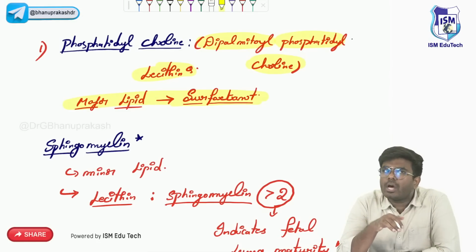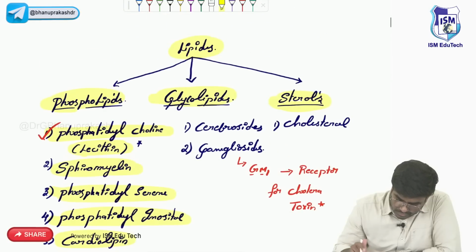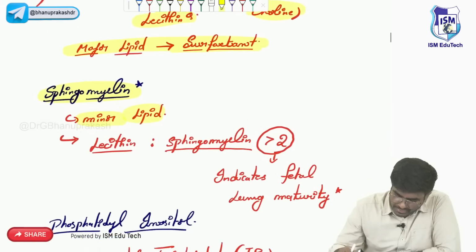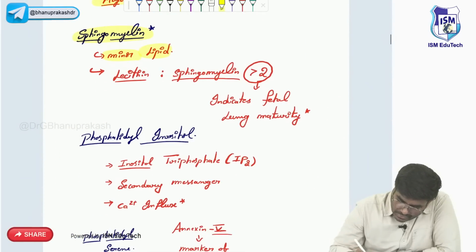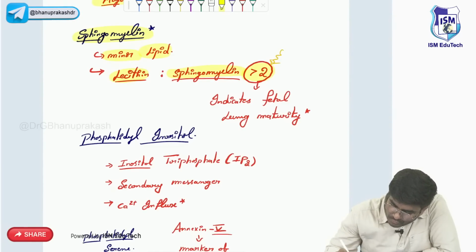If there is a major lipid, there is also a minor lipid. The minor lipid is known as sphingomyelin. The second phospholipid is sphingomyelin. Lecithin is the major lipid, sphingomyelin is the minor lipid. Now, a lecithin to sphingomyelin ratio of more than 2 indicates what? It indicates fetal lung maturity.